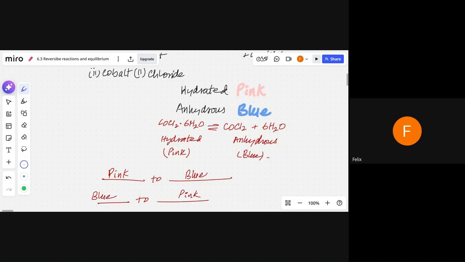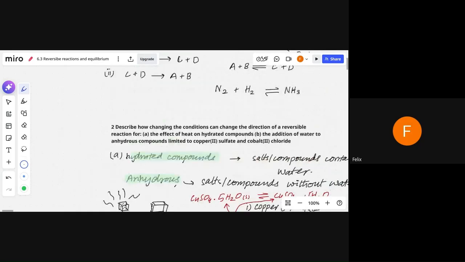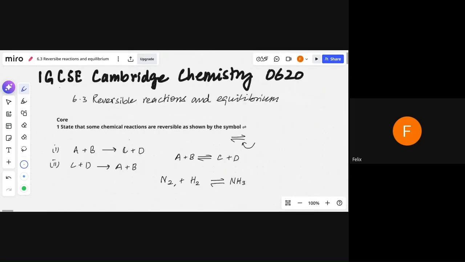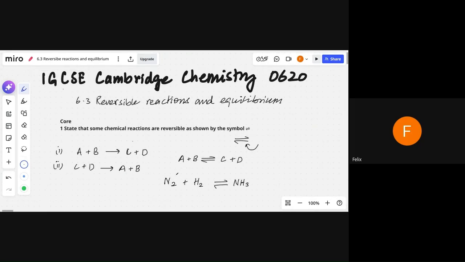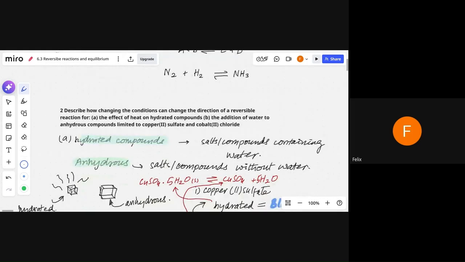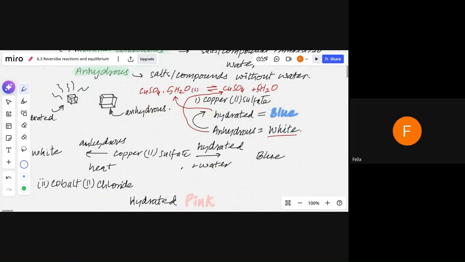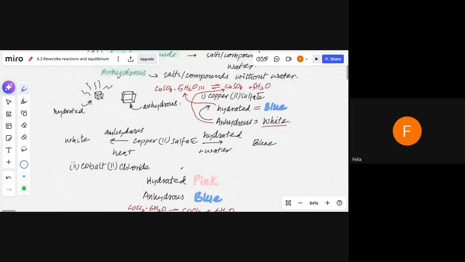So this will be all for part 1 of reversible reactions and equilibrium. Now the rest of the topics are for extended, so those will be covered in the upcoming lesson, like part 2, right? So this will be all for today.